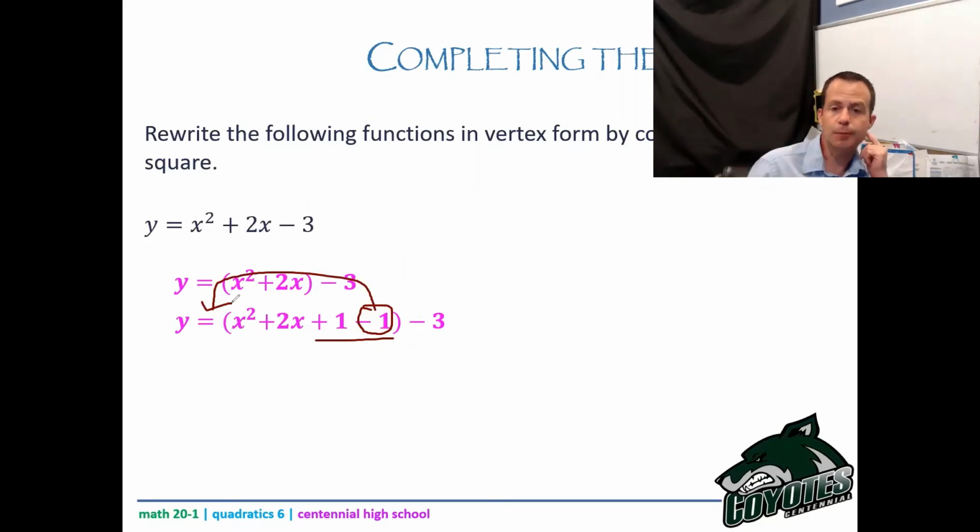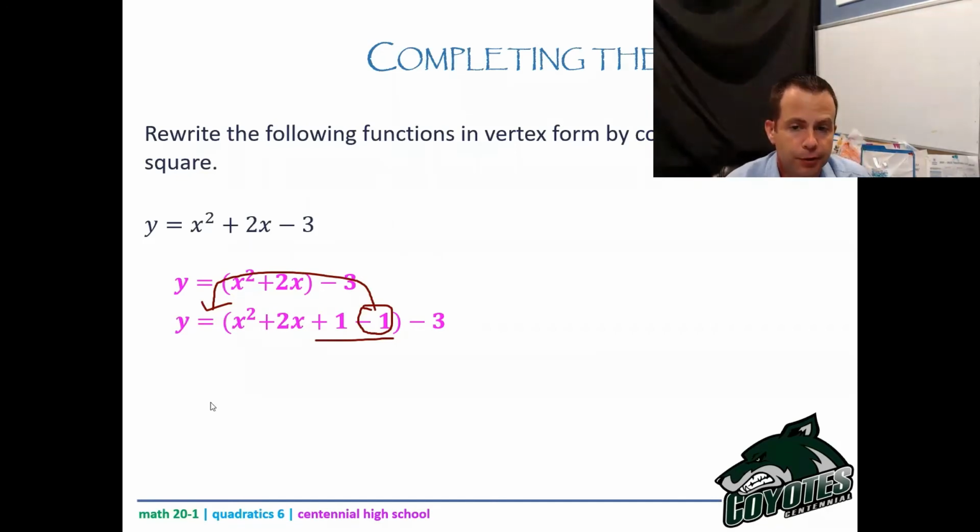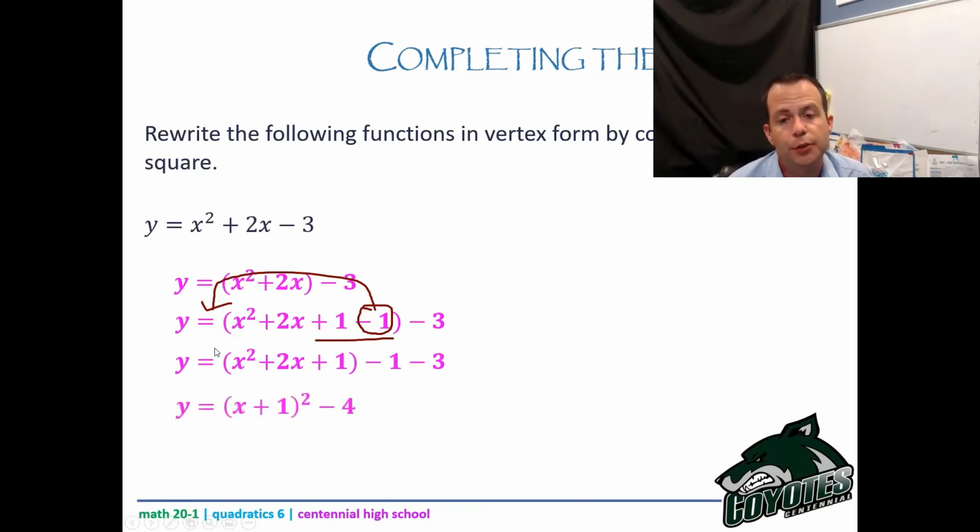I've got x squared plus 2x plus 1 on the inside, which is my perfect square trinomial that I can factor. So now these guys can be combined to be -4, and this will factor into x plus 1 all squared. So again, the first term is the square root of that original first term. The last term is the square root of the original last term, and the sign in the middle is the sign in the middle.